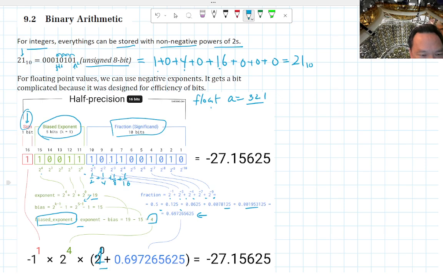So you put that 2 to the 4 here. So 2 to the 4, right? It's 16. So you take 16 and you multiply by 1.6972665, blah, blah. Right. You get 27.15625. And then the sign bit actually gives you the negative sign in front. And that's how your computer or hardware you're using actually calculates these floating point numbers.